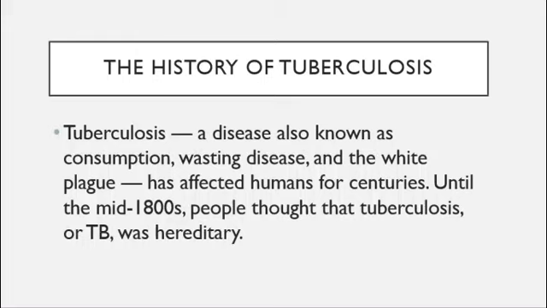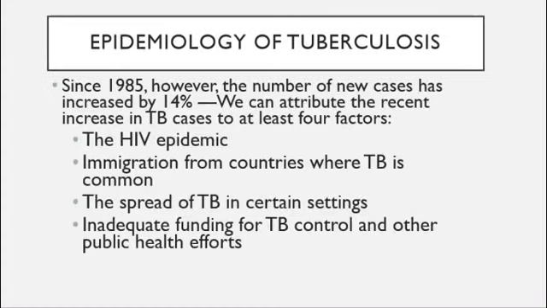First thing that we're going to talk about is tuberculosis or TB. And here's just a little bit of history about tuberculosis. It was a disease also known as consumption or wasting disease or the White Plague. It affected humans for centuries until the mid-1800s. And people thought that tuberculosis or TB was hereditary. Since 1985, however, the number of new cases has increased by 14%.